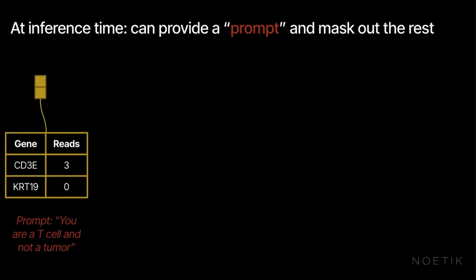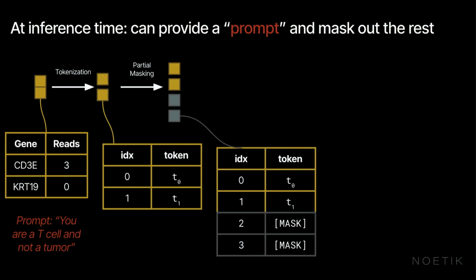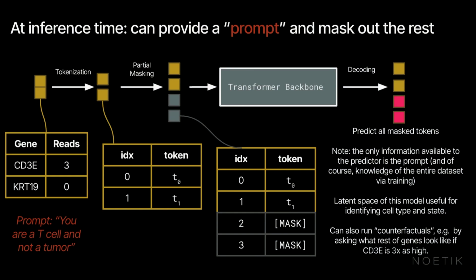At inference time, what you can do with this kind of model is provide a couple of things that are not masked, like 2 tokens worth of information, and then staple on a bunch of mask tokens, the other 998 genes in this panel. And then you can predict everything that's masked out. So you can say, given that you're conditioned on knowing you're a T cell and you're not a tumor, what else do you think is happening?